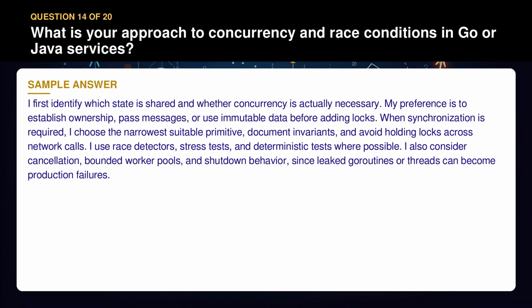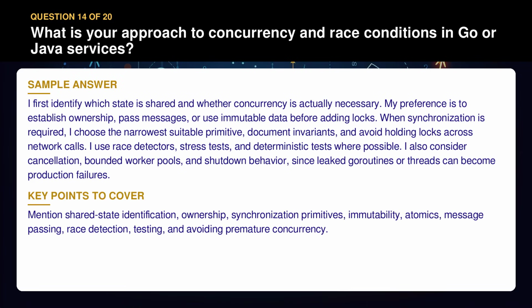I use race detectors, stress tests, and deterministic tests where possible. I also consider cancellation, bounded worker pools, and shutdown behavior, since leaked Go routines or threads can become production failures. Mention shared state identification, ownership, synchronization primitives, immutability, atomics, message passing, race detection, testing, and avoiding premature concurrency.